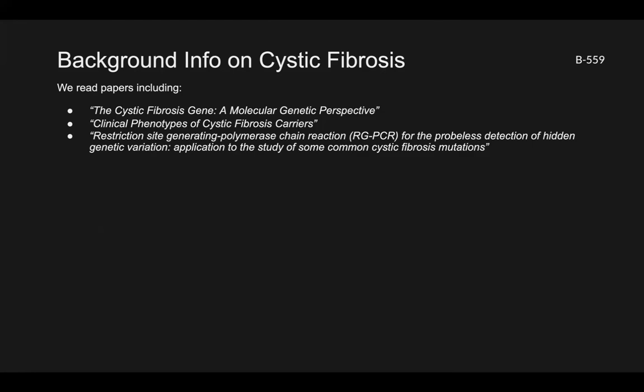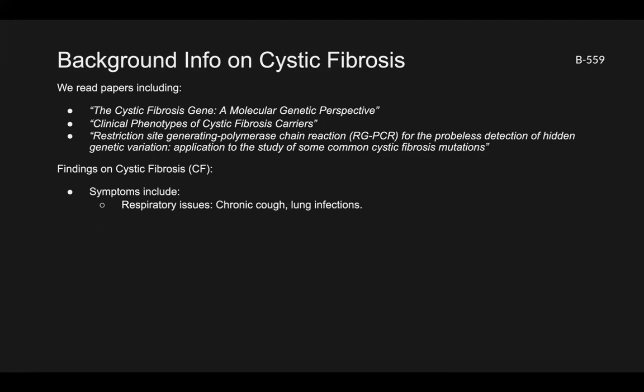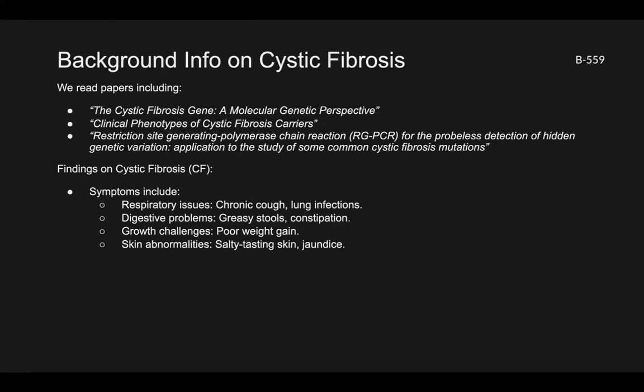And after we read all these, we found out that cystic fibrosis has many symptoms, which include chronic cough and lung infections for respiratory issues, digestive problems such as greasy stools and constipation, growth challenges, which include poor weight gain, skin abnormalities, which are salty tasting skin and jaundice, and some other complications that you could face are sinus infections, delayed puberty, and stomach pain. The life expectancy for someone with cystic fibrosis is around 30 years old.